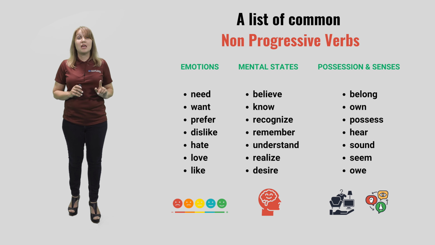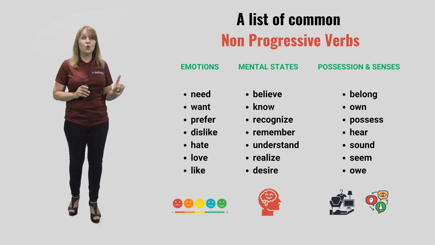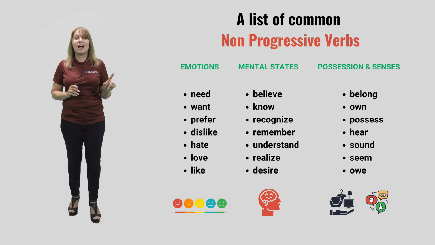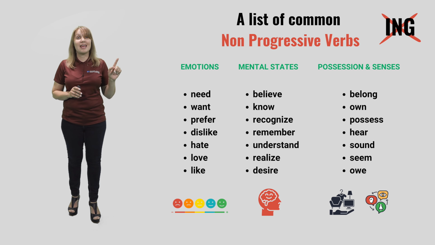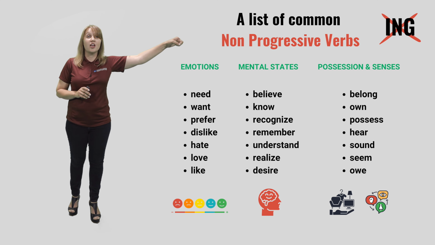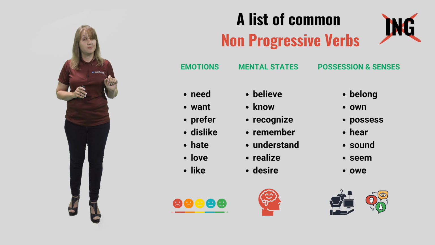So remember, even if you use these verbs in a sentence with the present continuous, you cannot use the ending -ing because they are non-progressive verbs.